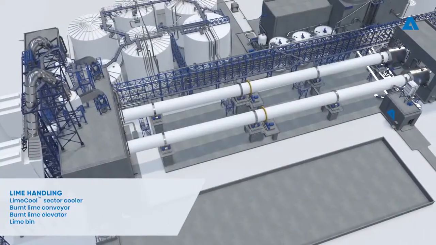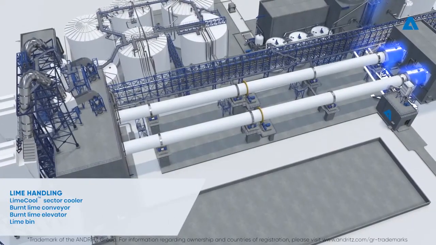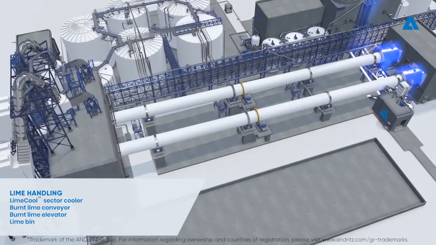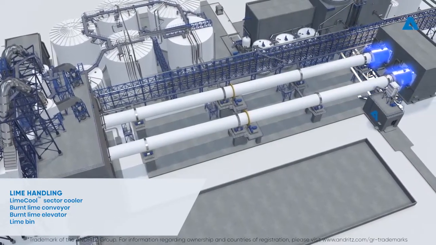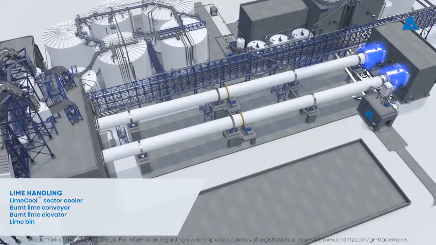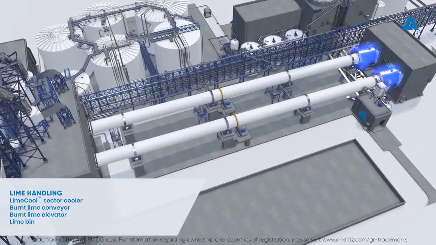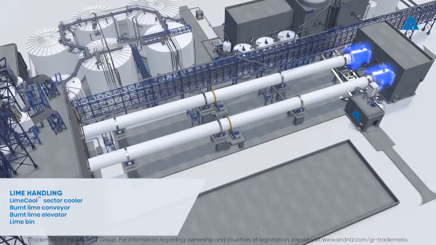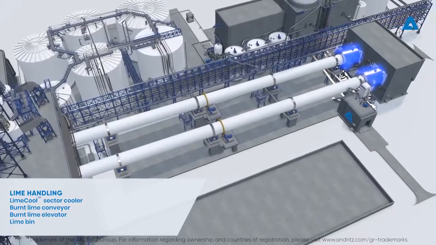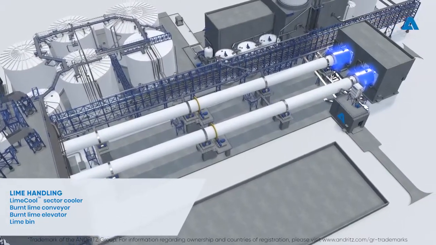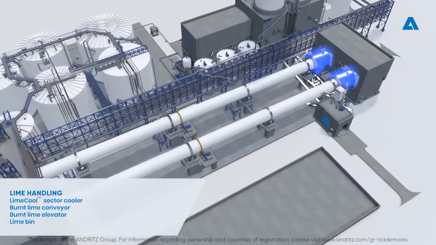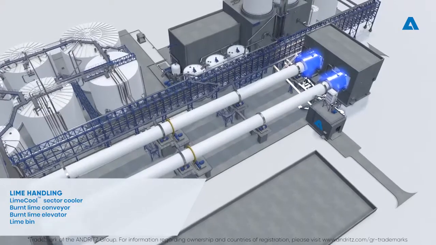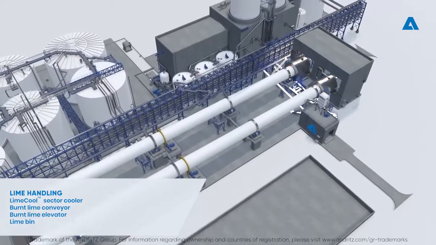Next, the lime goes through the lime handling process. The lime leaving the kiln contains a significant amount of heat. The heat is recovered in a sector cooler. The lime cooler is used to transfer heat from the product to the secondary combustion air entering the kiln. The lime cooler is installed around the kiln shell over the burning zone and rotates with the kiln.